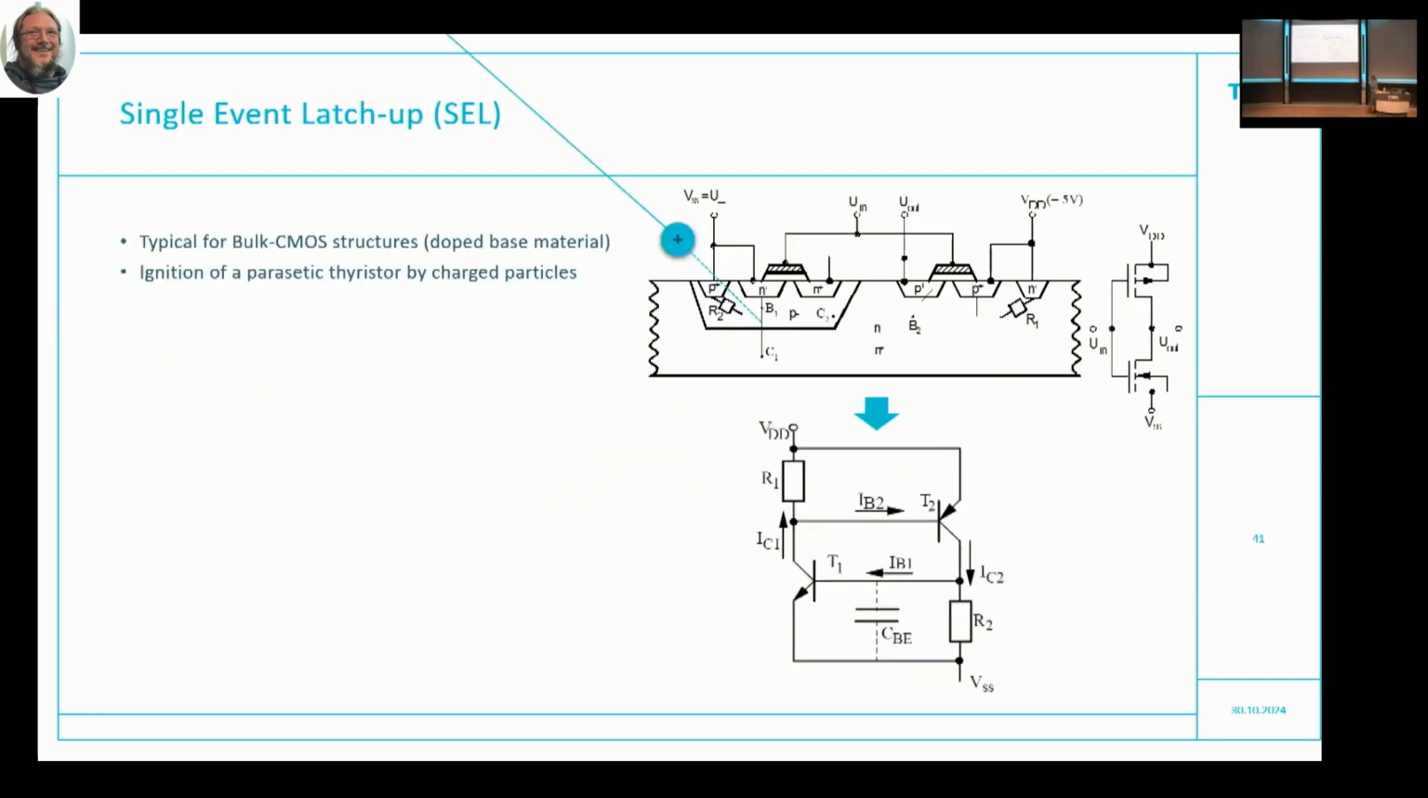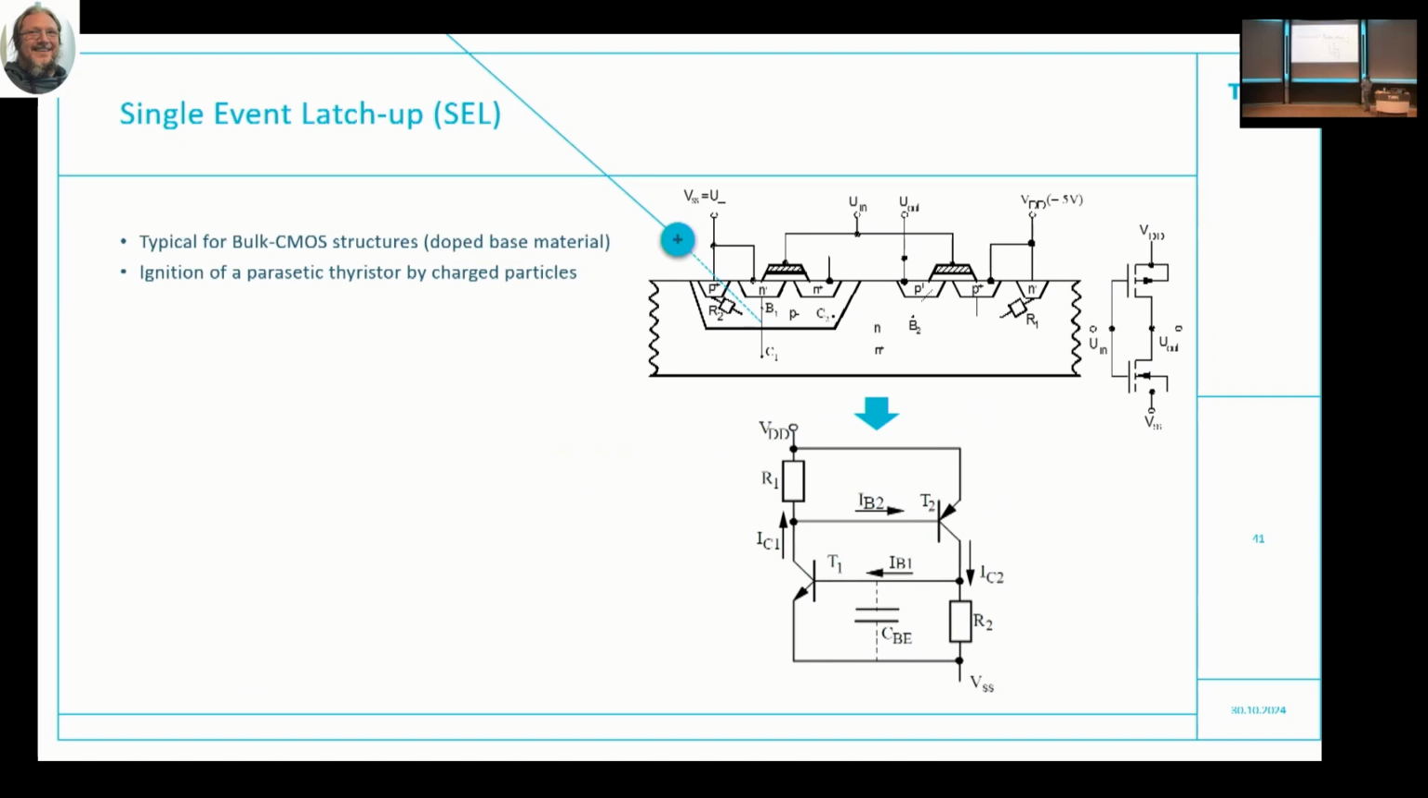Last but not least, a really destructive effect, the latch-up effect. So therefore, you have to go also again here in the CMOS layer. What we see is this happens for the technology where we have bulk CMOS. So we have here a high-doped base material. And what we have is that here we have transistors that are forming, bipolar transistors, just due to this technology node that we are using.